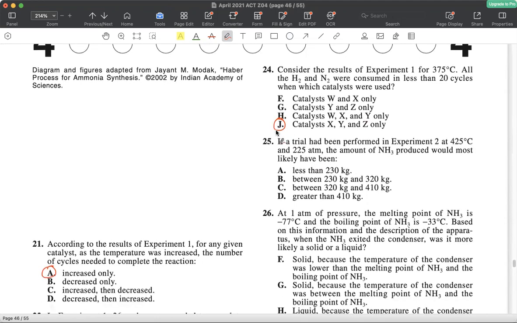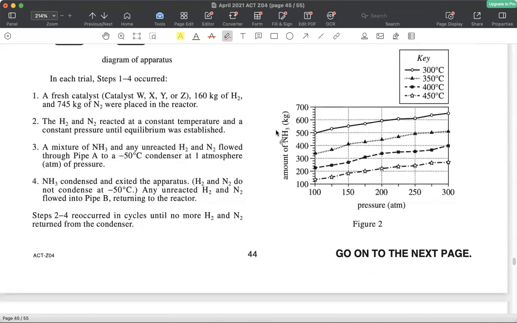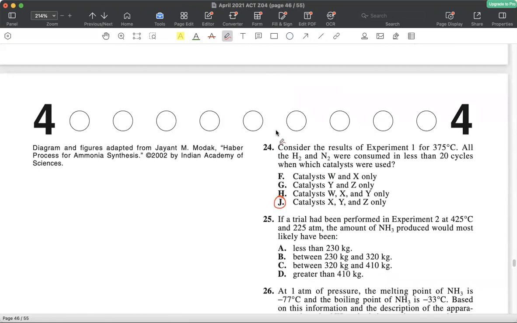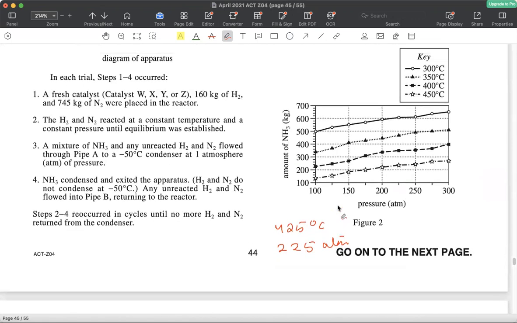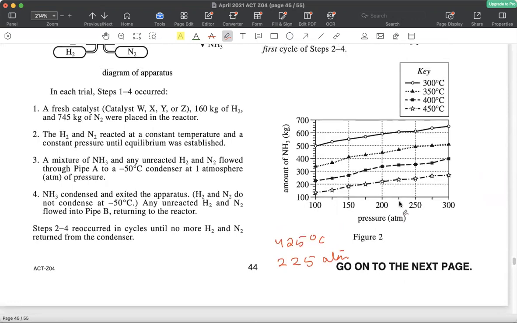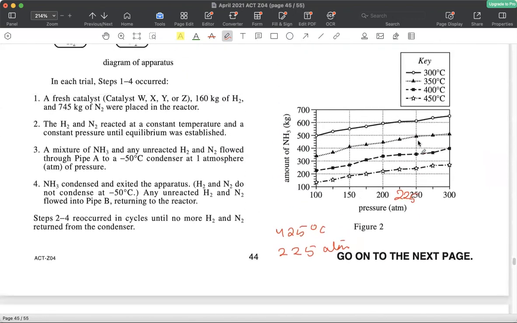Option J. If a trial had been performed in experiment 2 at 425 degrees centigrade and 225 atmosphere, the amount of ammonia produced would most likely have been. Okay, so I'm just going to write those figures: 425 degrees centigrade and 225 atmosphere. Okay, so 225 atmosphere is this. And okay, so we are looking at 425. So we're looking at between 400 and 450.